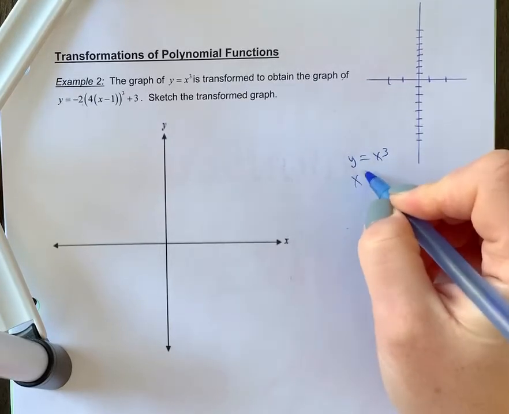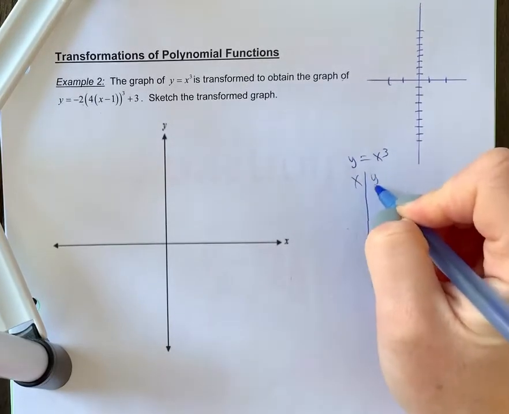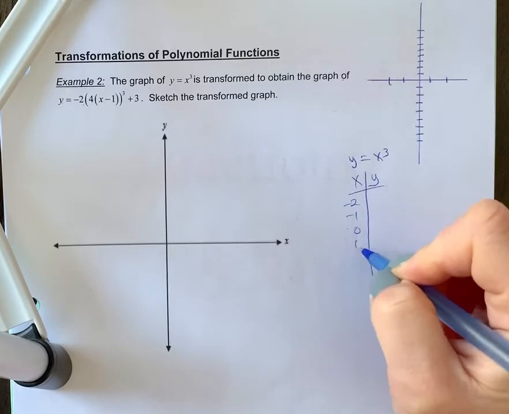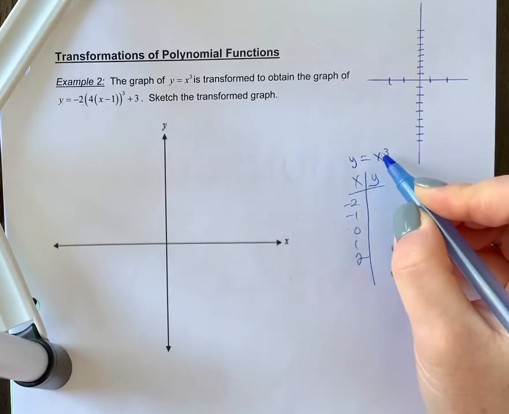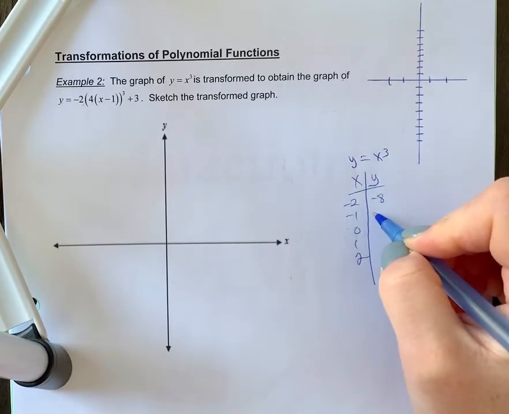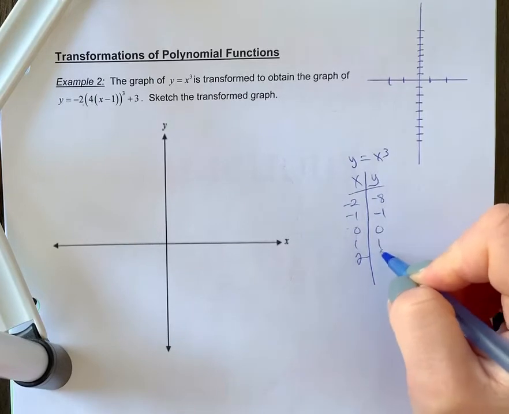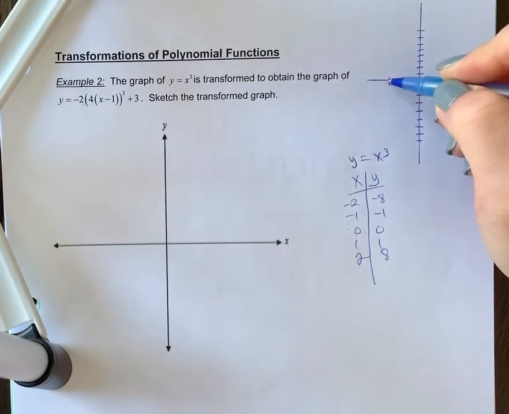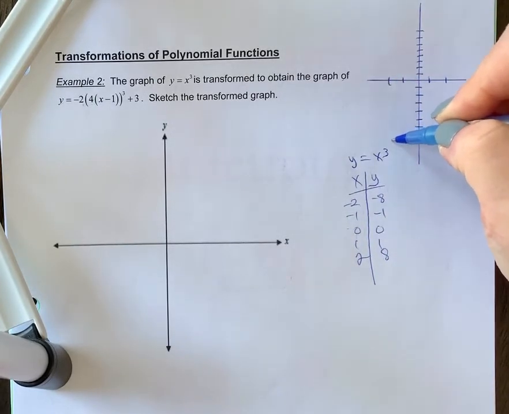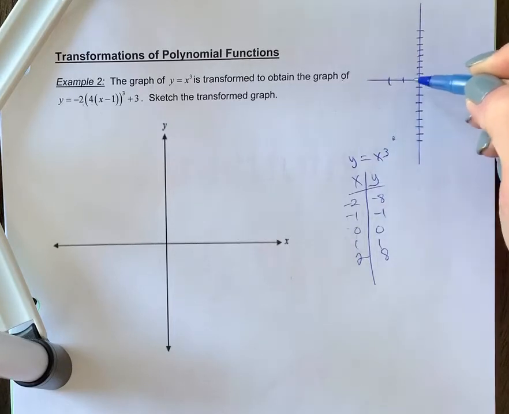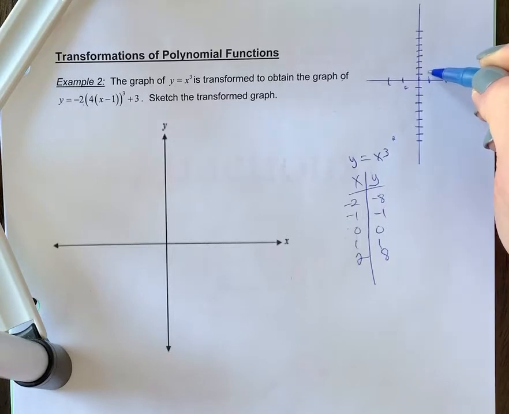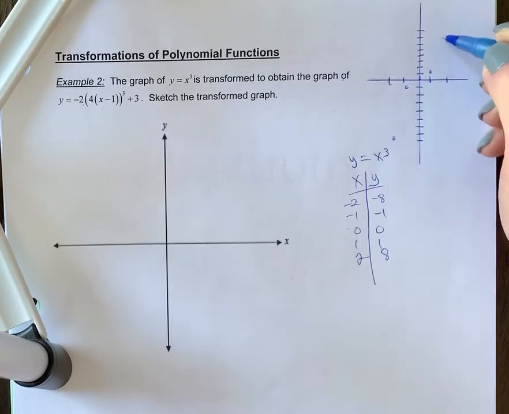We would do a table of values to review that. So we put in -2 cubed, and we're going to get -8, -1, 0, 1, and 8. So I'm going to sketch that here. So -2, -8, -1, -1, 0, 0, 1, 1, and 2, and 8.